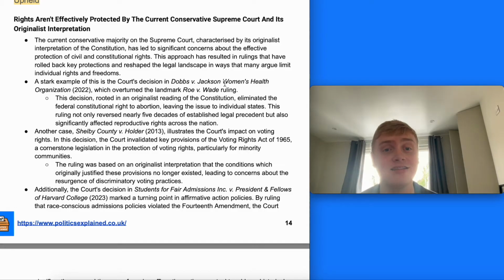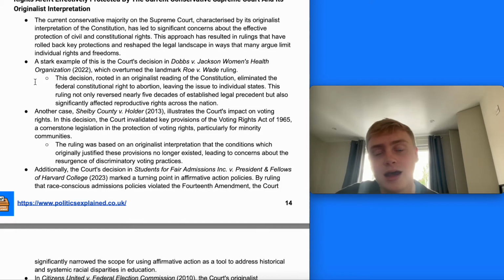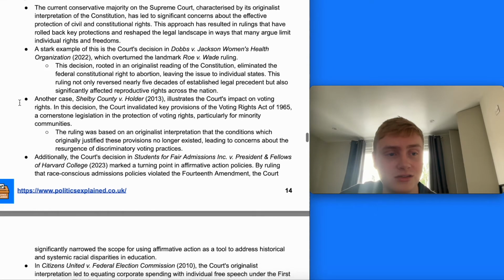We argue that this has led to significant concerns about the effective protection of civil and constitutional rights, as it has resulted in rulings that have rolled back key protections and reshaped the legal landscape in ways that many argue limit individual rights and freedoms. A key example of this is Dobbs v. Jackson Women's Health Organisation, which overturned the landmark Roe v. Wade ruling and removed the constitutional right to an abortion, therefore giving the power back to the states, and that has resulted in many individual states removing the right to an abortion, particularly those controlled by Republicans.